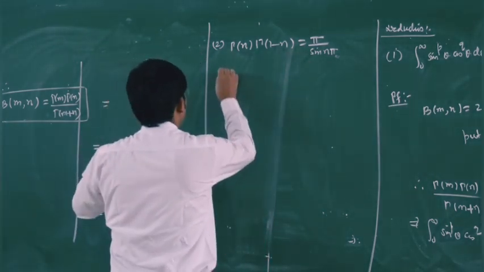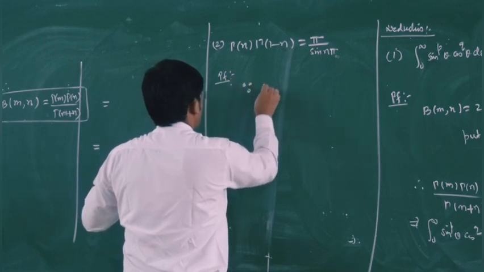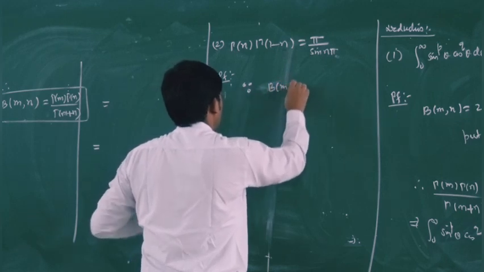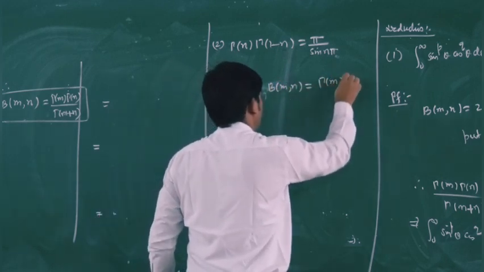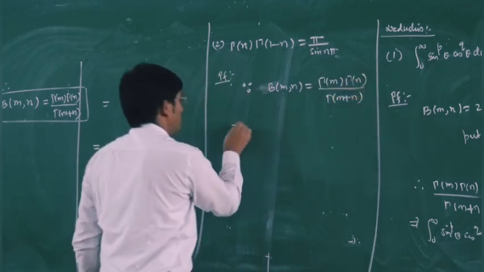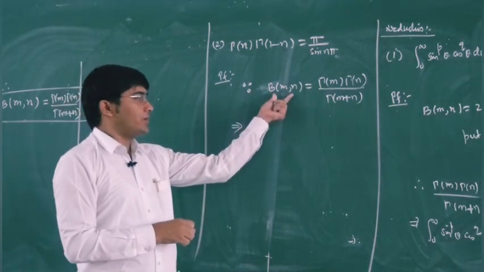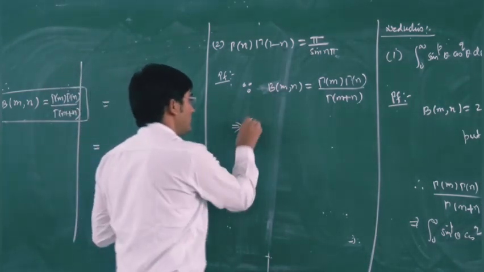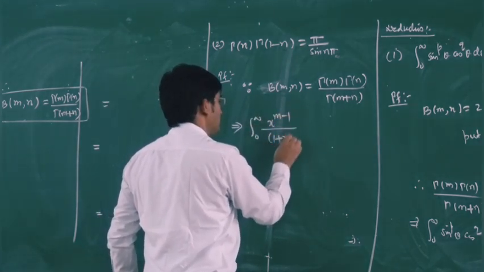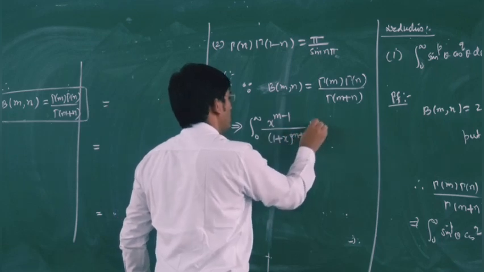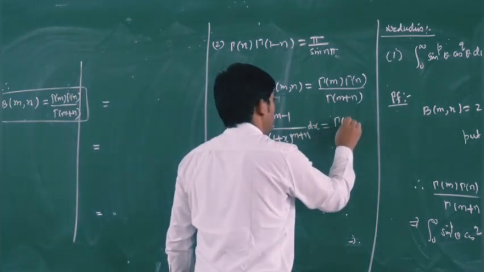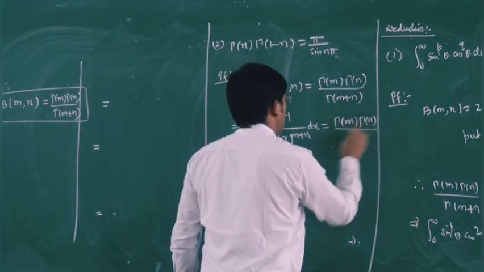So proof. Because your beta m comma n is equal to gamma m into gamma n divided by gamma m plus n. So from here, we have the value of beta m n, which was your integral from 0 to infinity x power m minus 1 upon (1 plus x) power m plus n. This was your definition of the beta m n, and this is equal to gamma m into gamma n upon gamma m plus n.